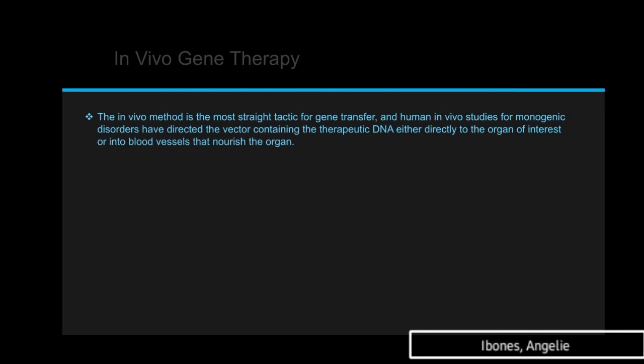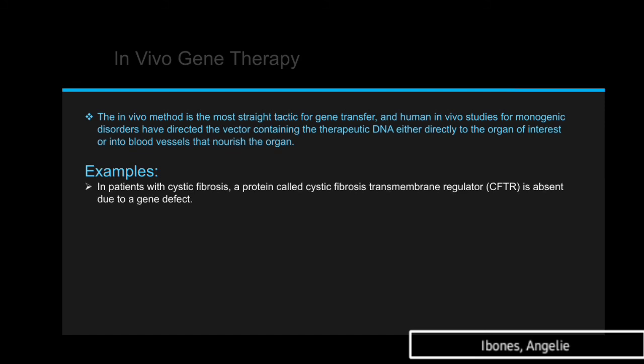The in vivo method is the most straightforward tactic for gene transfer, and human in vivo studies for monogenic disorders have directed the vector containing the therapeutic DNA either directly to the organ of interest or into body vessels that nourish the organ. In vivo can be the only possible option in patients where individual cells cannot be cultured in vitro in sufficient numbers. An example of in vivo gene therapy is in patients with cystic fibrosis.